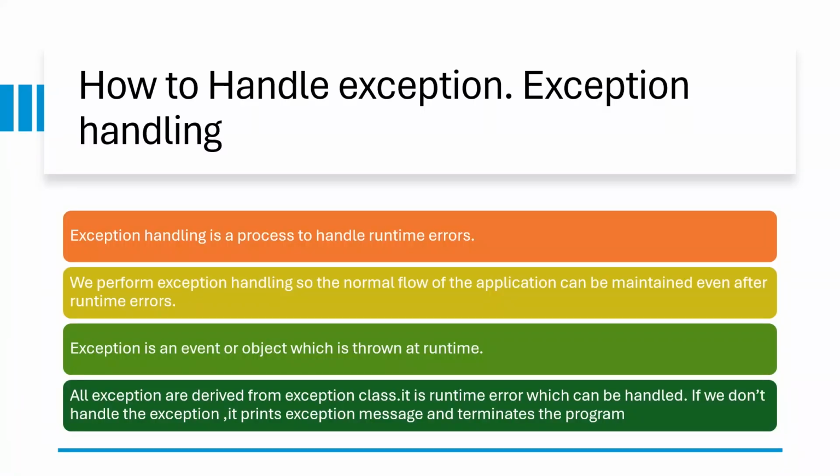All exceptions are derived from the Exception class. It is a runtime error which can be handled. If we don't handle the exception, it prints an exception message and terminates the program. This is how we handle that abnormal, unexpected condition: we simply give one message without terminating.